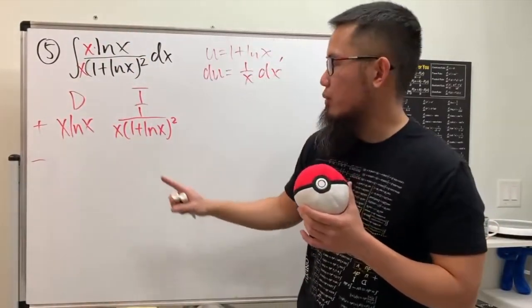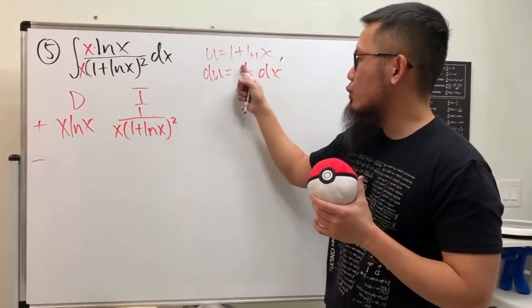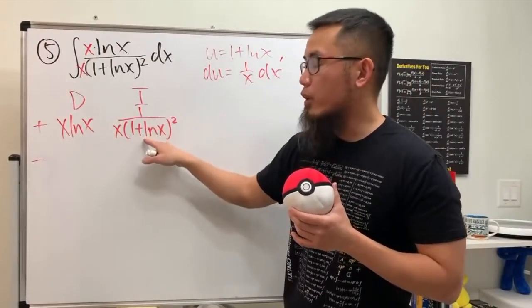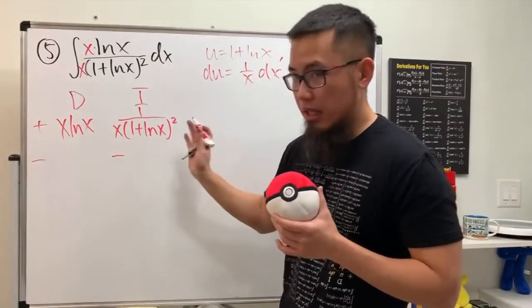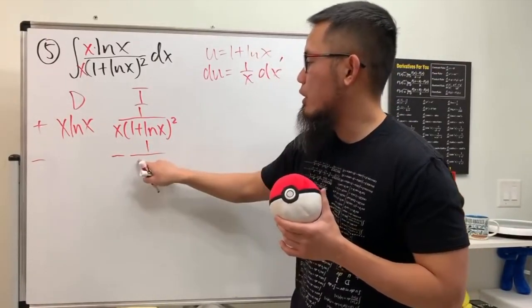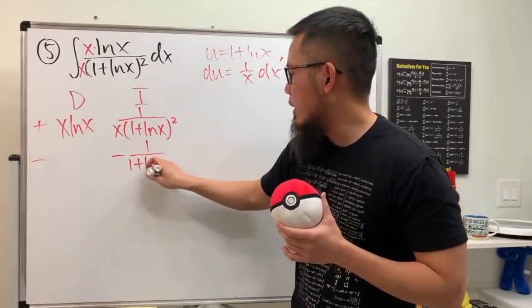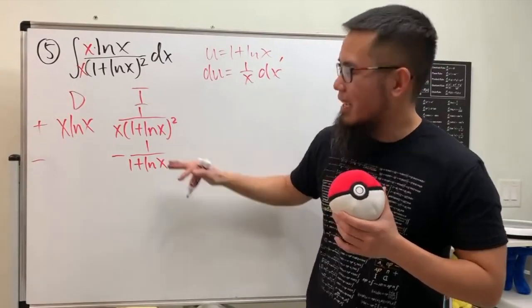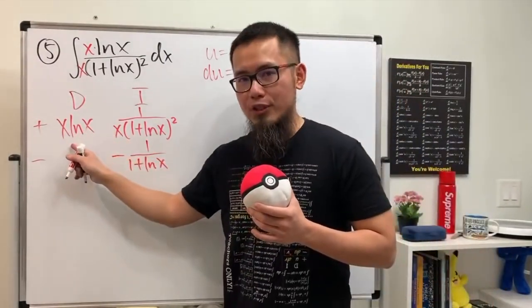Let's do u sub in our head. Let u equal to 1 plus ln x, du is equal to 1 over x, so that will cancel. So we'll just have to integrate 1 over u squared, which is going to give us negative 1 over u, and u is equal to that, so I'll just put down 1 plus ln x. So that's the integration for that. And then I will differentiate this.